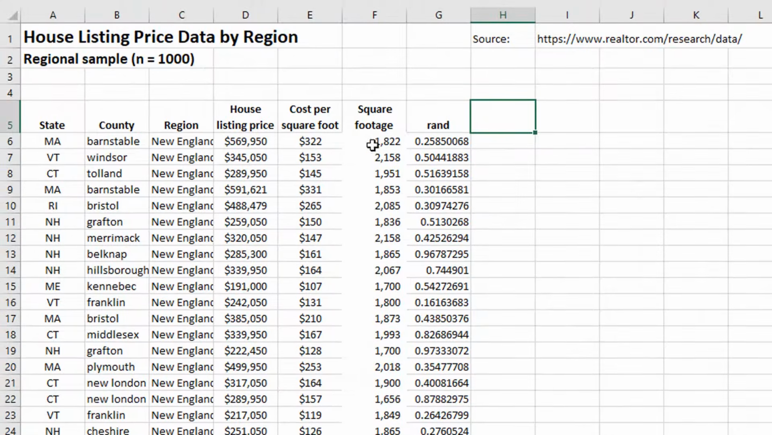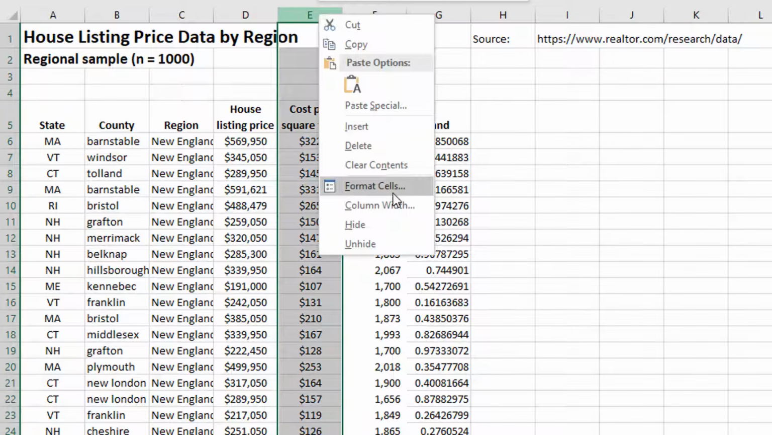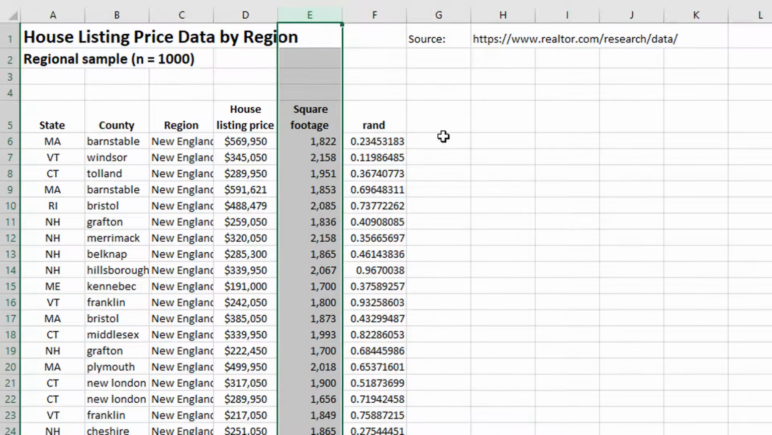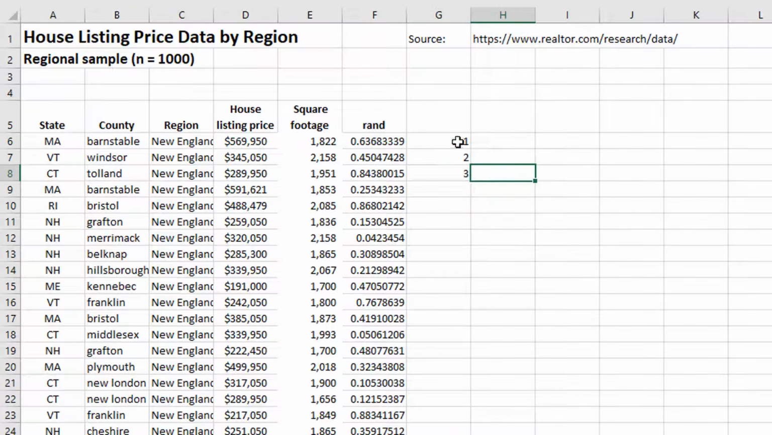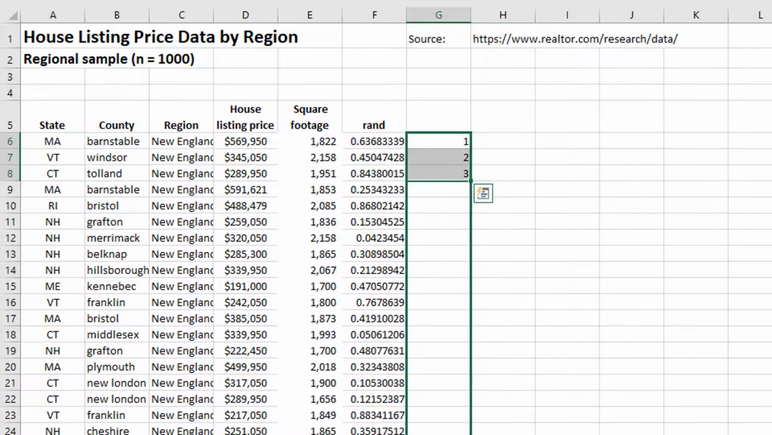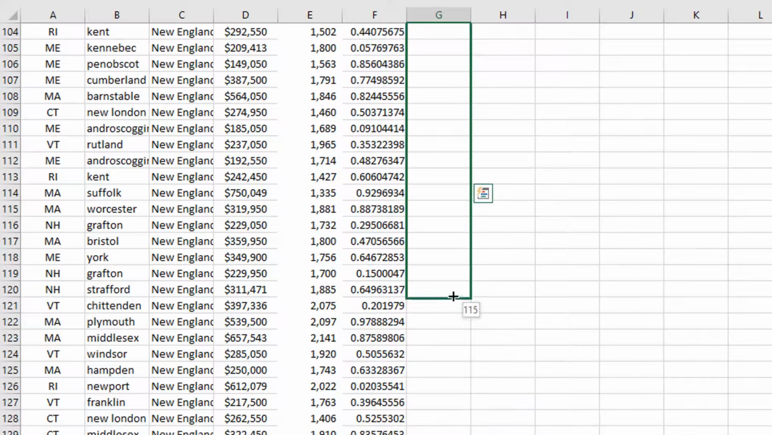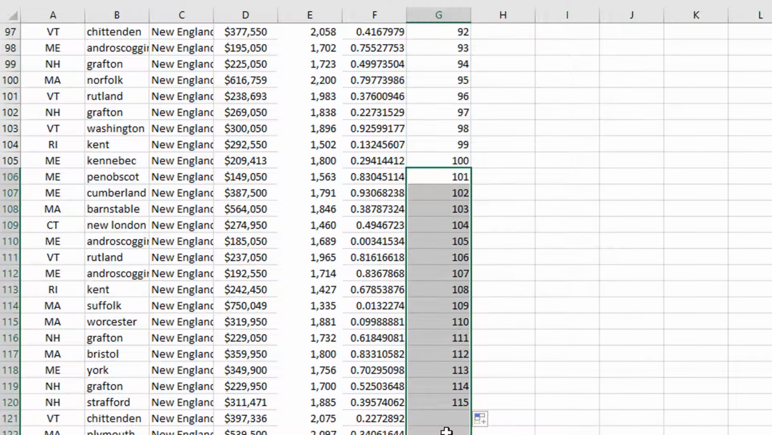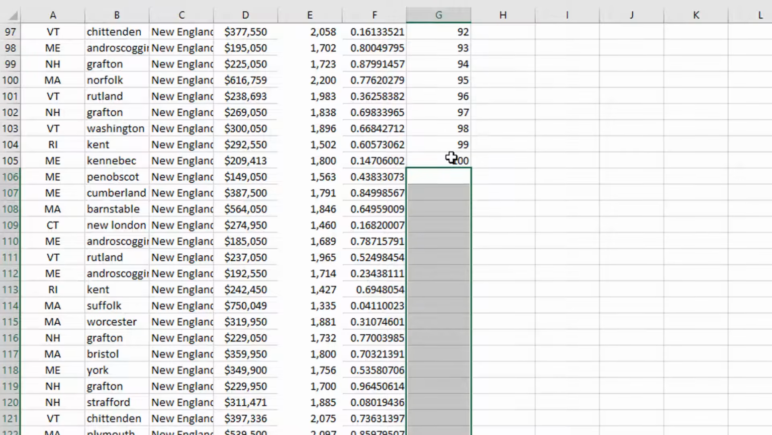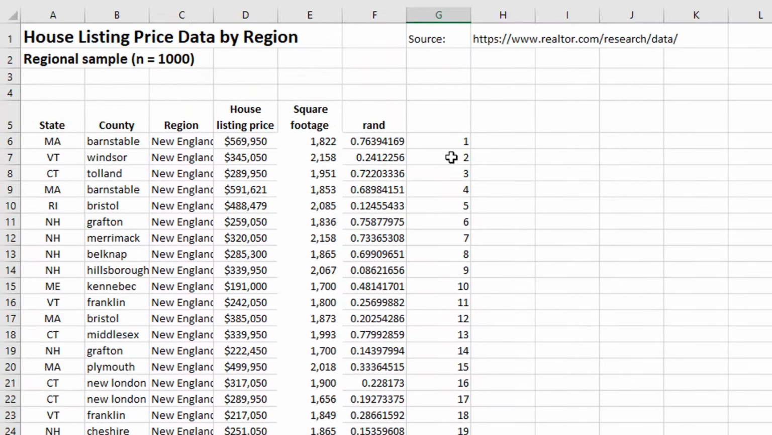I'm going to copy. What I'm interested in is, I don't care about cost per square foot, so I'm just going to go ahead and delete that. What I care about is rows. I'm going to just number them one, two, three, so that I know that I'm getting the first 100. I'm going to copy this pattern all the way down till I get past 100. Okay, I only need to go to 100, so I'm going to delete those. All right, this is telling me the rows of data that I want.